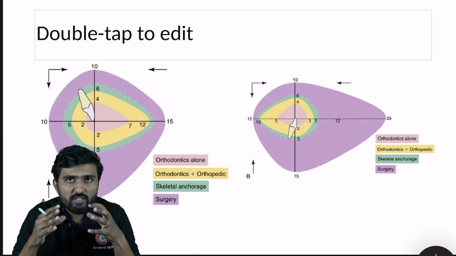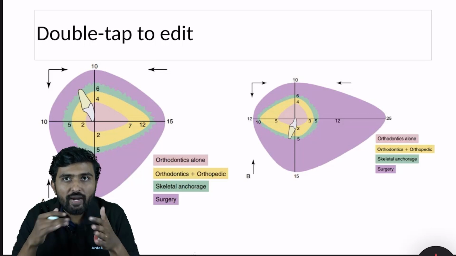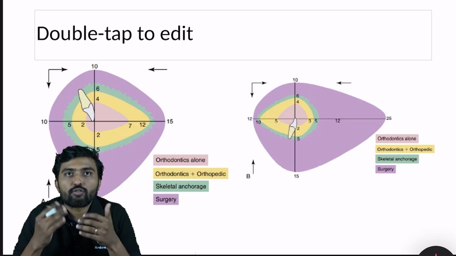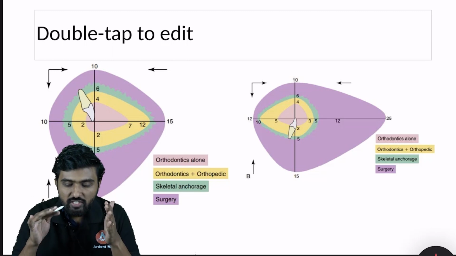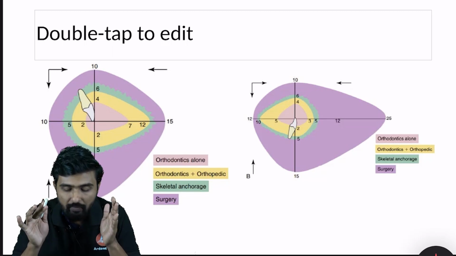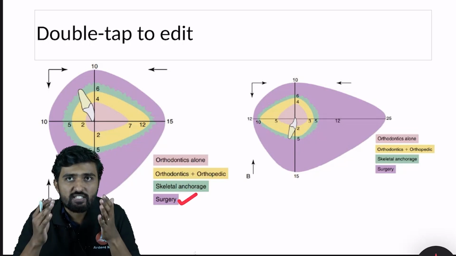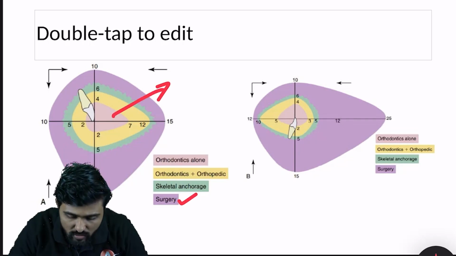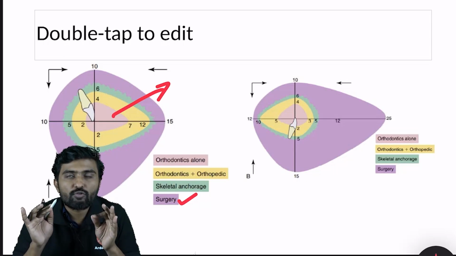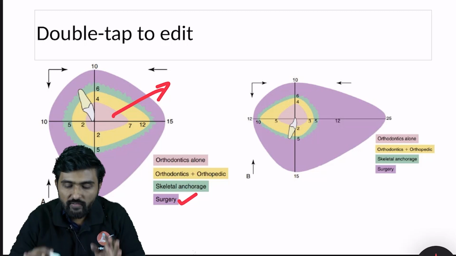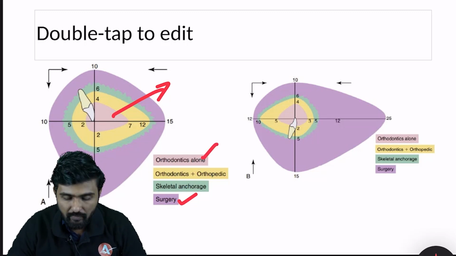So this concept was put forth by Dr. Proffit along with Ackerman to determine the range of orthodontic tooth movements. So the outermost circle constitutes the orthodontic surgery, as you can see in this picture. But let's understand the zones. So the innermost zone is purely the range of tooth movement that can be accomplished with the help of orthodontic treatment alone, meaning only by braces.